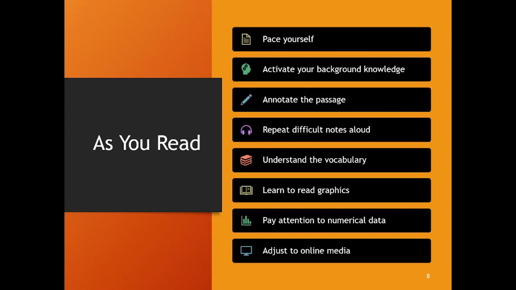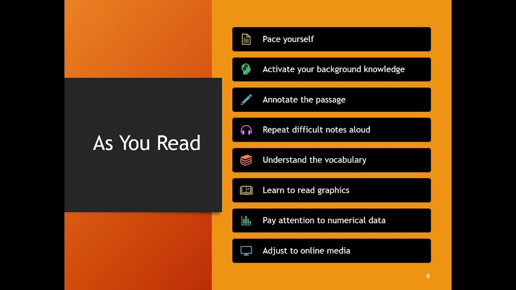Become familiar with the strategies to help you read more efficiently. As you read, pace yourself. Don't try to read too quickly or too slowly. Activate your background knowledge, so try to recall all of that stuff hidden in your brain. Annotate the passage as you go. Highlight passages that stand out to you, and write in the columns or the margins. Repeat difficult notes aloud. If you're getting stuck on a specific section, go ahead and read it out loud to yourself, and it might help you understand a little bit better.